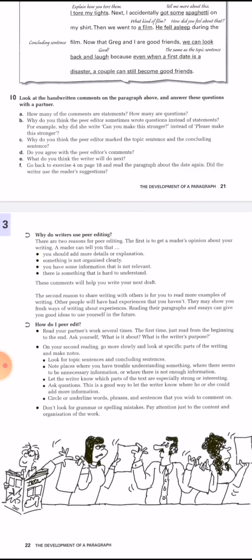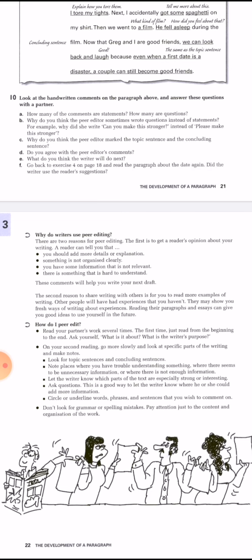زين why do writers use peer editing؟ هنا very important. It is very important. Why do writers make use of peer editing? These are two reasons for peer editing. The first is to get a reader's opinion about your writing. A reader can tell you that you should add more details or explanation.